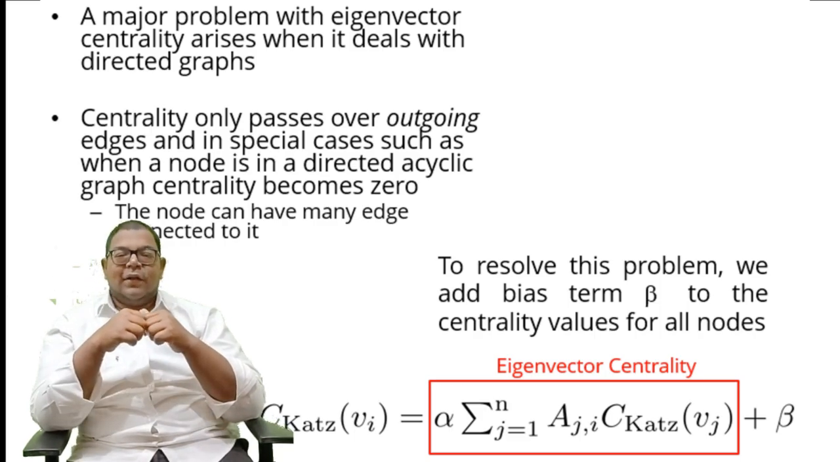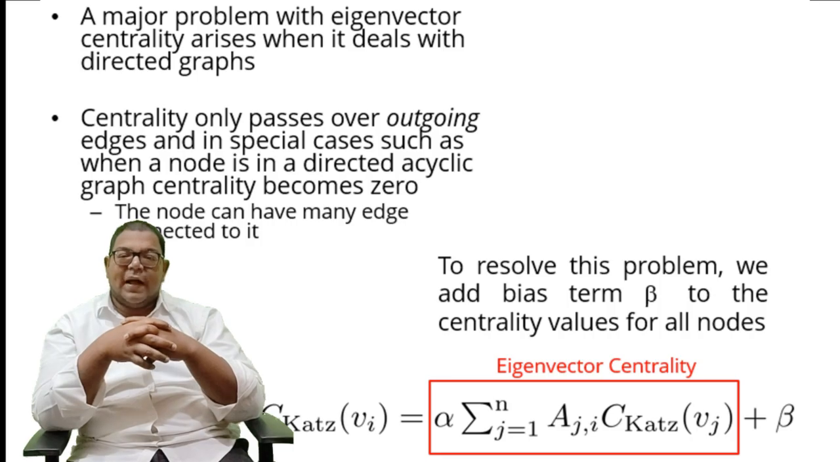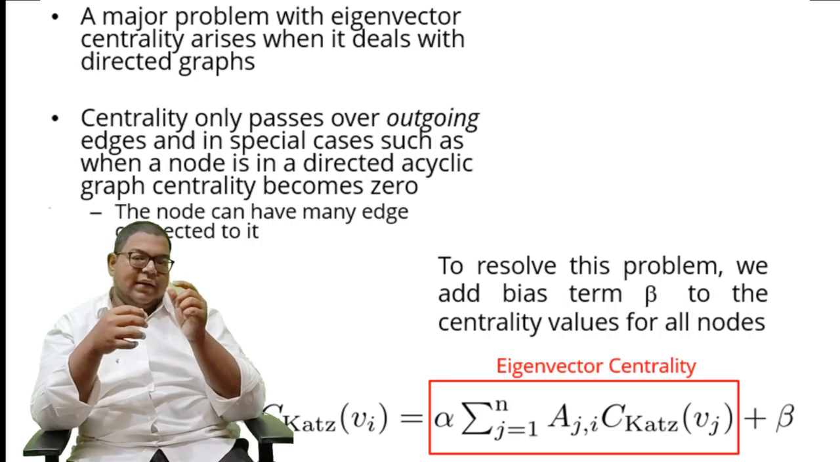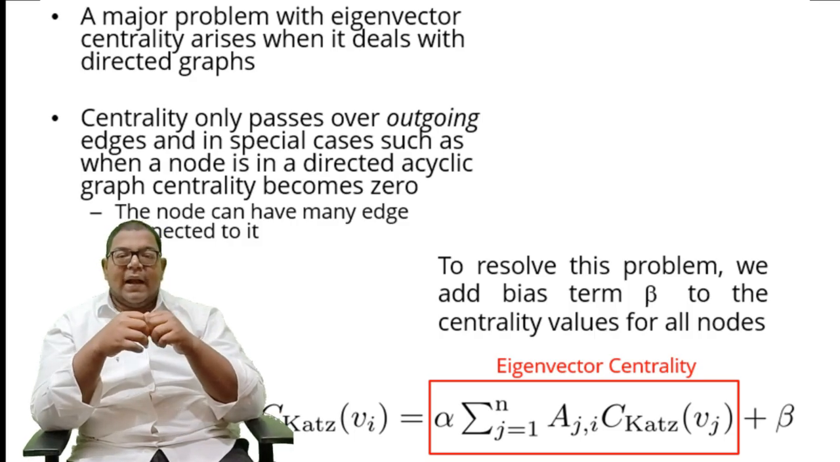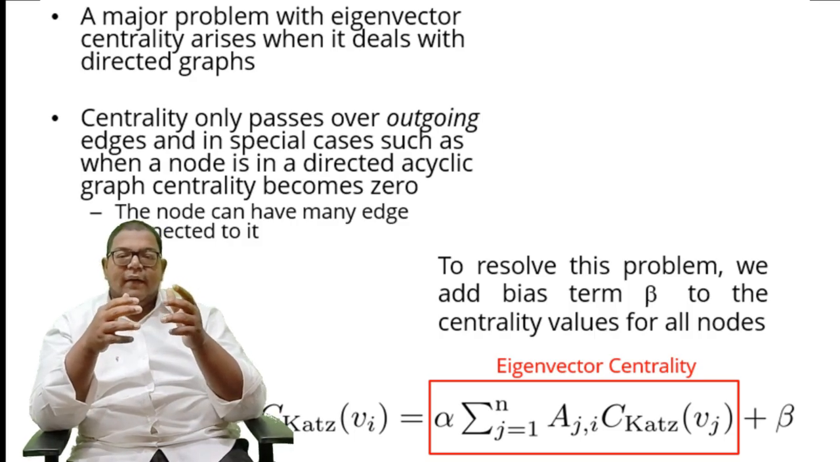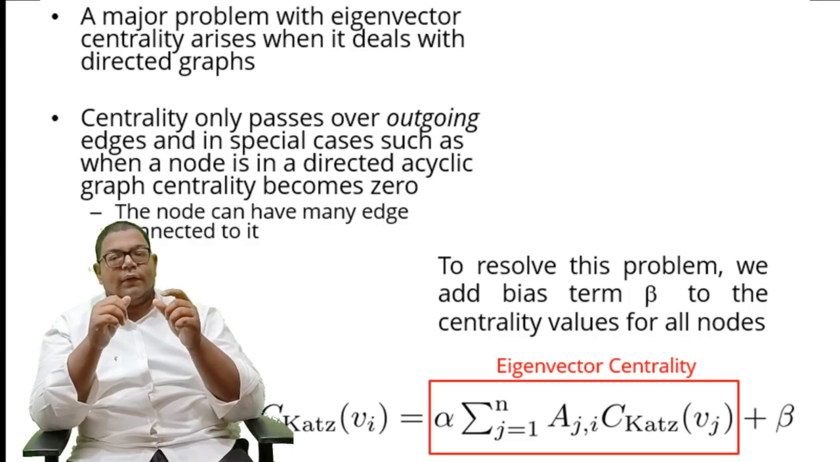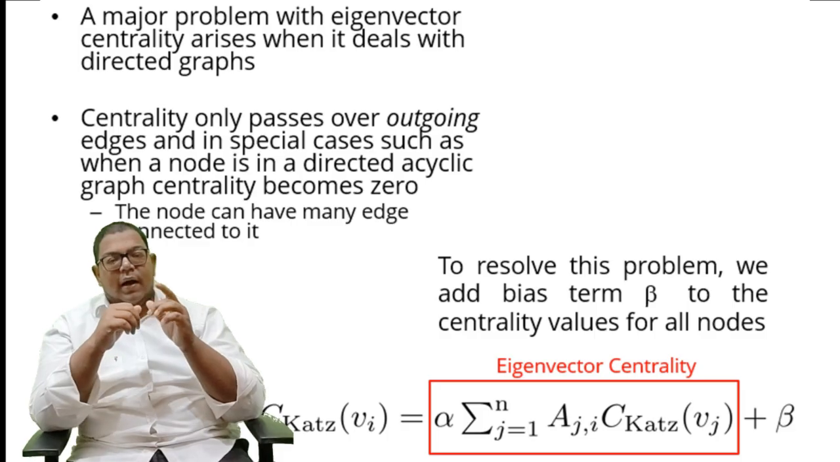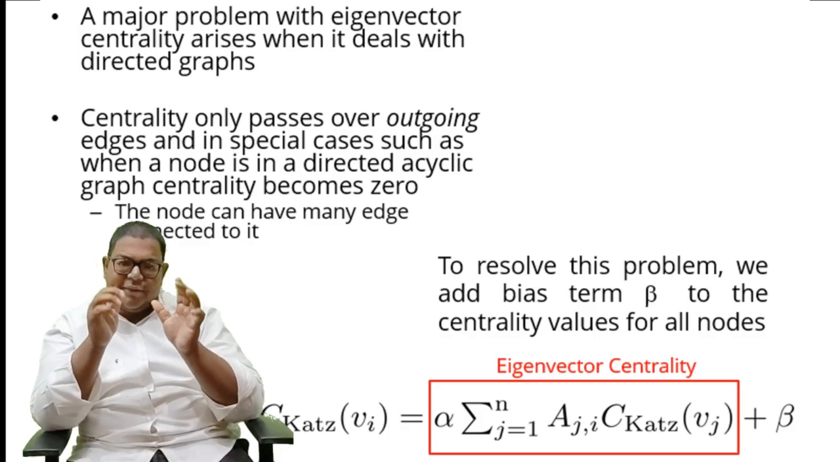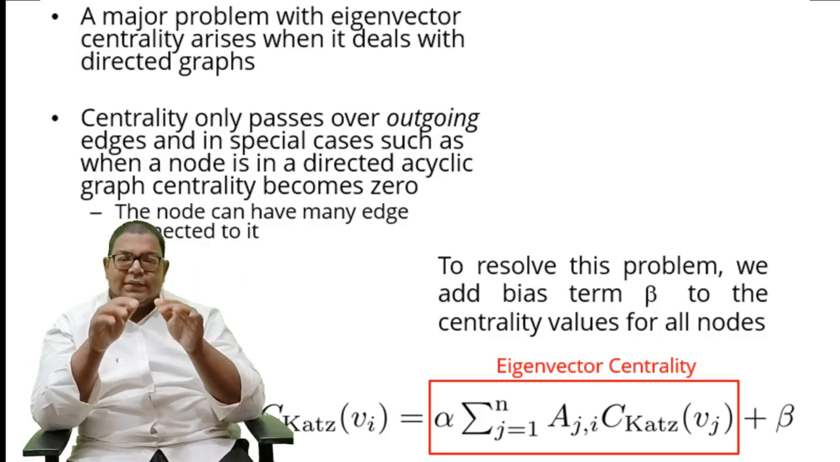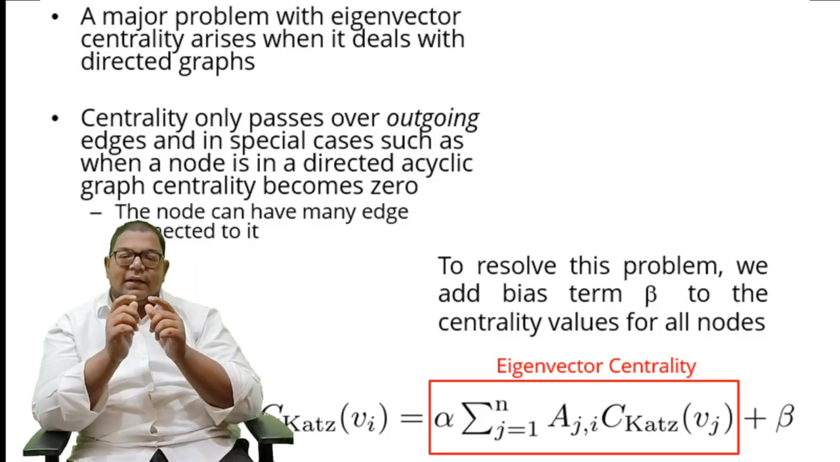Okay, so now comes a new measure. This problem is handled by Katz centrality, K-A-T-Z, by adding an extra term, beta, which we will call the bias term. In the same eigenvector formula, we add an extra term called the bias term. This is how it handles the problem occurring in eigenvector centrality. The formula is the same as eigenvector centrality; the only additional term that we are adding is that bias term.